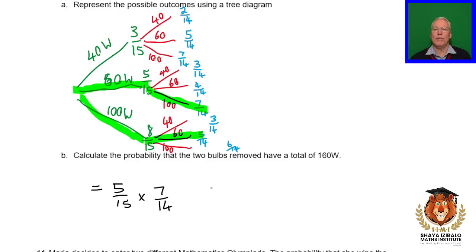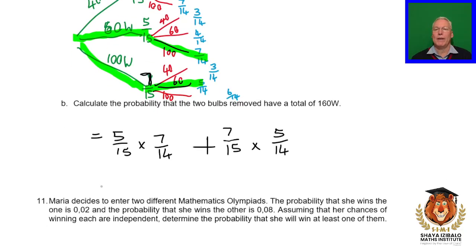That's the first branch. And the next branch is actually going to have the same numerators. This should be 7/15 and then 5/14. And you'll see that these two fractions are actually the same size, because although the numerator and denominator swapped around, they have the same value. Right, so in fact our answer is actually going to be twice 5 times 7, which is 35, over 15 times 14. Okay, let's work out what that comes to.